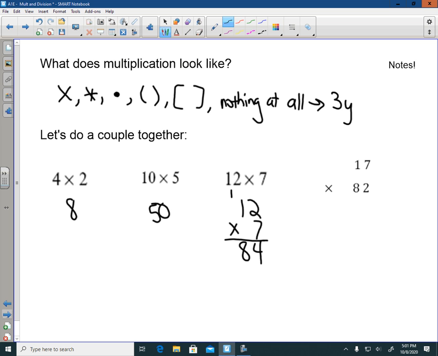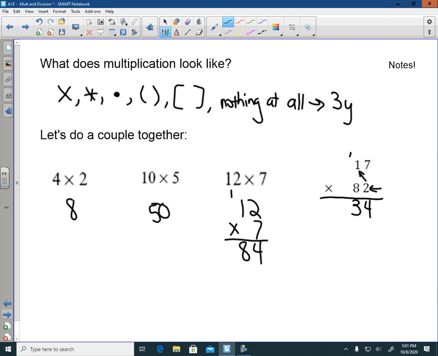Now, 17 times 82 is very much like 12 times 7, but we just have to do things more than once. Again, we're going to start with this number right here, furthest to the right and on the bottom, and we're going to multiply up. So we have 2 times 7, which is 14. Carry that 1. And then 2 times 1, which is 2, plus 1, which is 3.